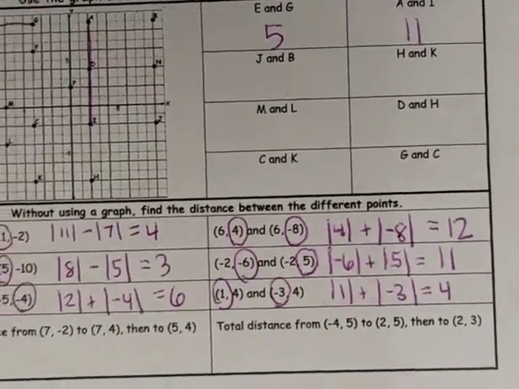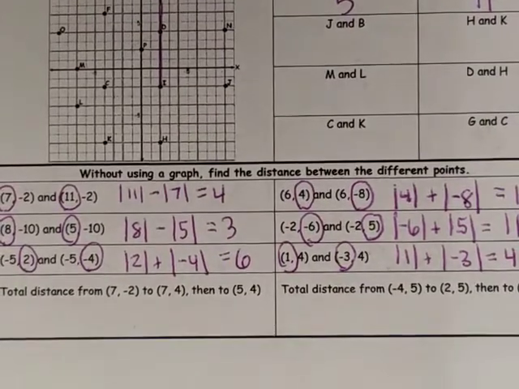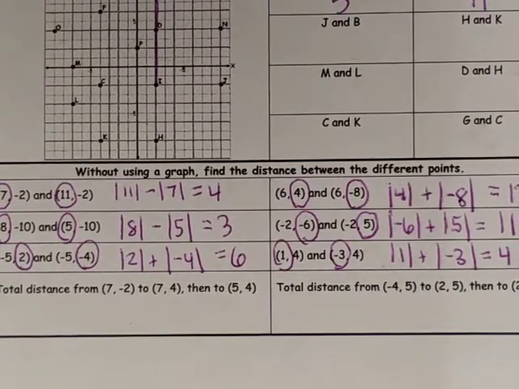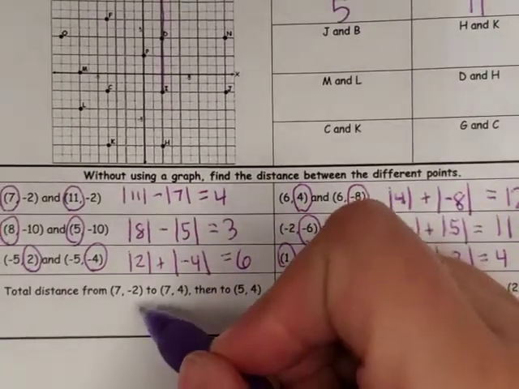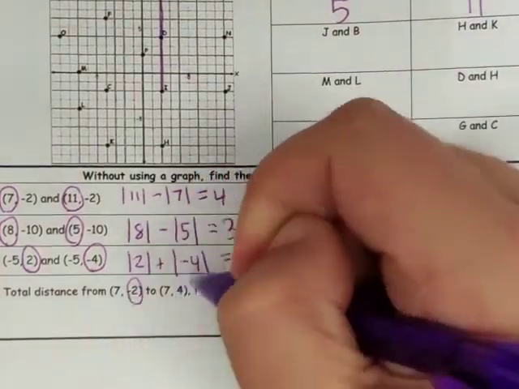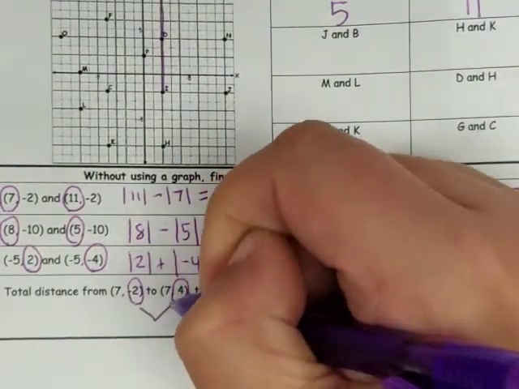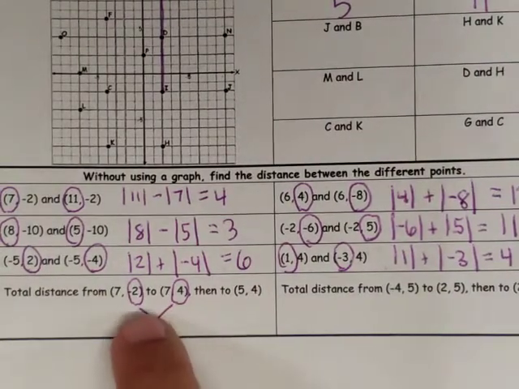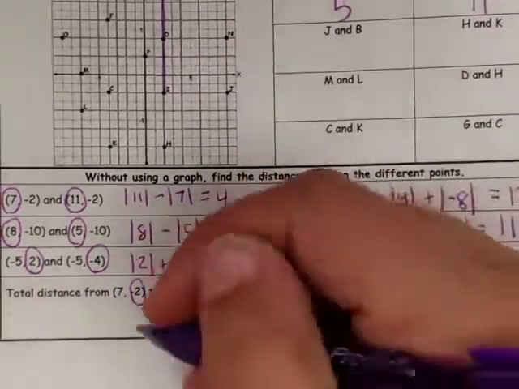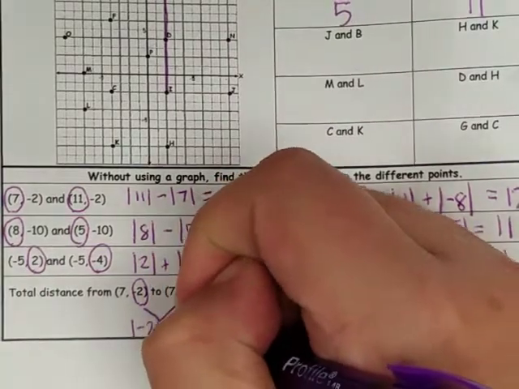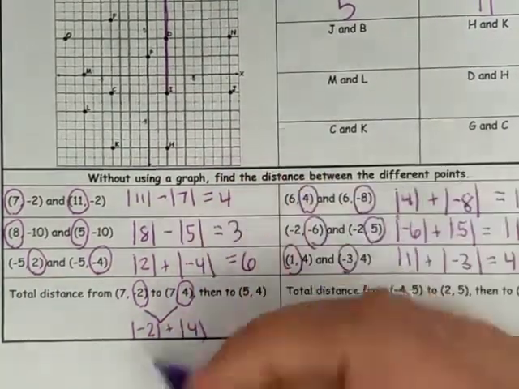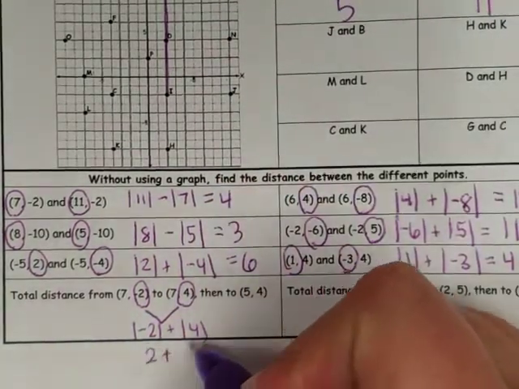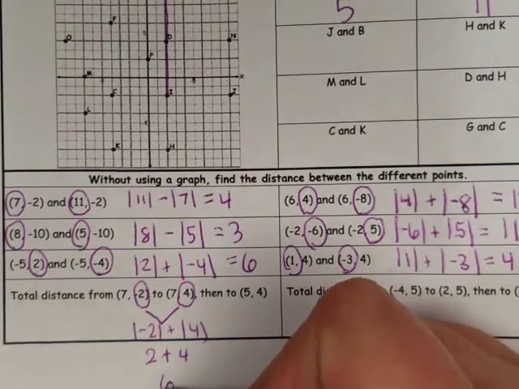All right, these next questions are talking about total distance, so you actually have 2 parts to do. So we look at what's different. These two are different from each other. Negative 2 to positive 4 is a distance of what? To get the distance, you add their absolute values. The absolute value of 2 is 2, the absolute value of 4 is 4, and that gives me 6.